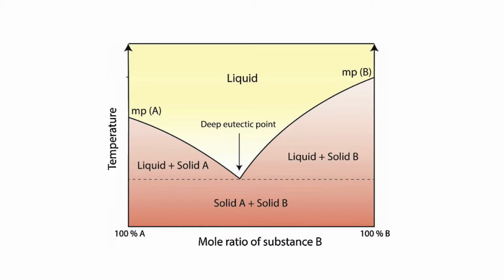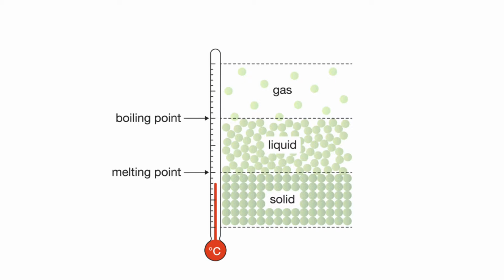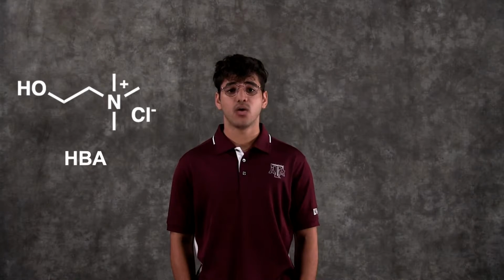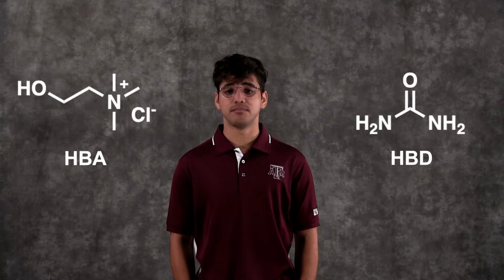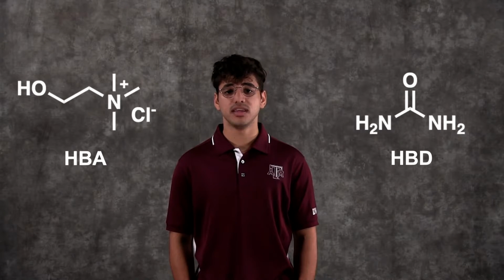The name DES arises because the melting point of the mixture is lower than the melting point of each of the pure individual components. The melting point is the temperature at which the solid and liquid forms of a pure substance exist in equilibrium. DES are obtained by mixing a quaternary ionic compound, which acts as a hydrogen bond acceptor, or HBA, with a metal salt or hydrogen bond donor, or HBD.